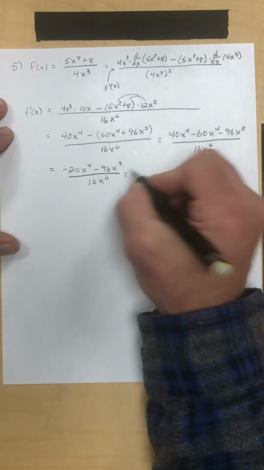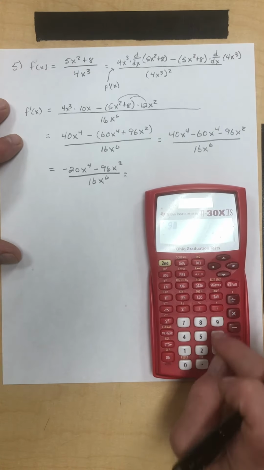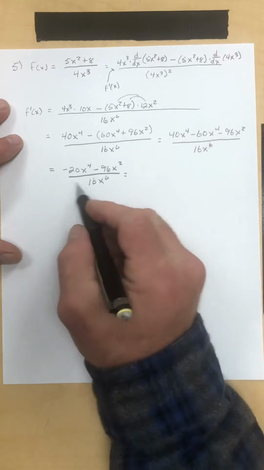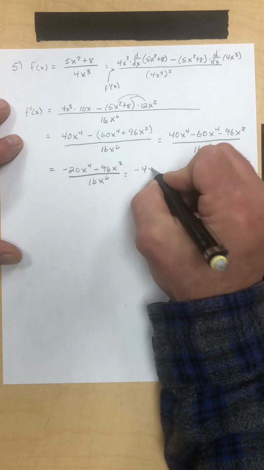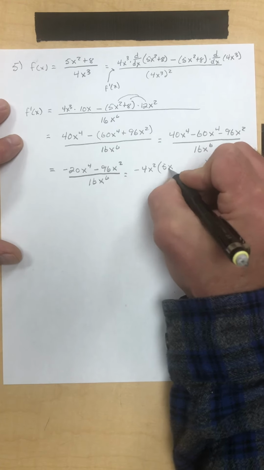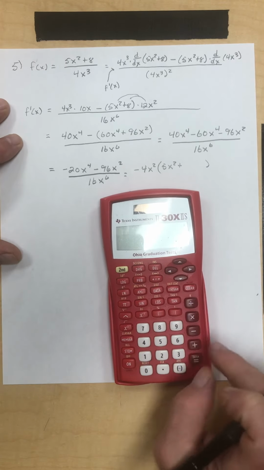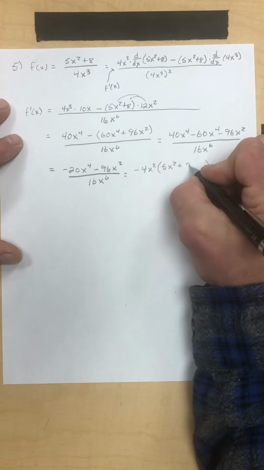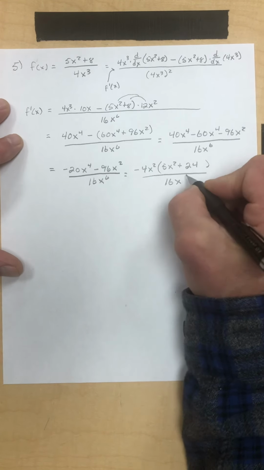So I'm thinking up above, I know I have a factor of x squared. I think I also have a factor of 4. 96 divided by 4. I don't like the double negatives there, so I'm going to pull out a negative 4x squared from both of them. So that'll give me a 5x squared plus, let me see again, 96 divided by 4 gives me 24, so it'd be plus 24, all over 16x to the 6th.